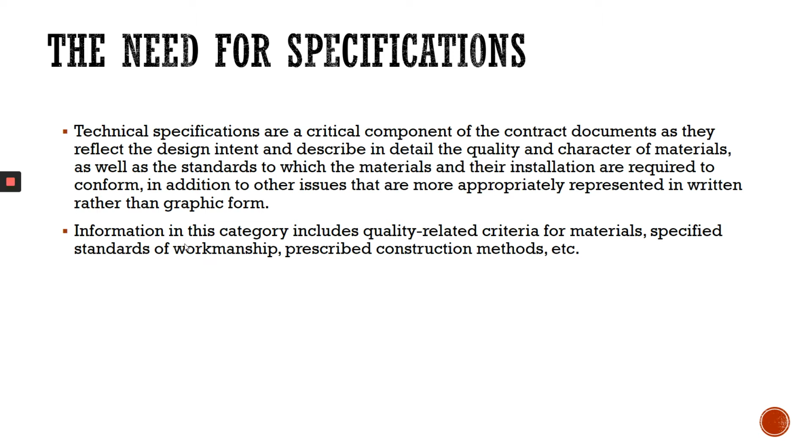So for construction specifications, we write the construction specification. Information in this category includes the quality-related criteria for materials. You may not specify a brand like White Horse, even though we think White Horse has good quality tiles, or whatever the other tile brand is called, MLM if I'm not mistaken. So if you don't want a China brand, you have to tell the quality you want. Specified standards of workmanship, prescribed construction methods, and so on. So it has to be spelled out in the construction specifications.